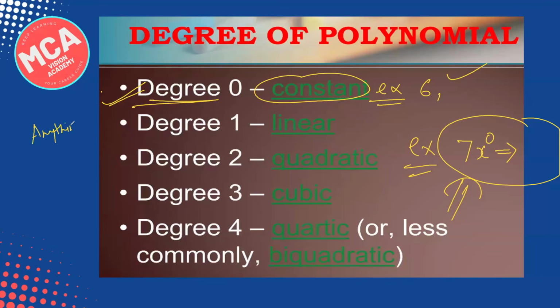anything raised to 0, I'll say that equals 1. I'll say my name, Sushil raised to 0, that is 1. Varsha raised to 0, 1. Komal raised to 0, 1. Jay raised to 0, that is 1. So basically x raised to 0 क्या हो जाएगा, 1 है. तो 7 into 1 क्या हो जाएगा, 7 हो जाएगा. तो ये क्या हो गया, कांस्टेंट है.